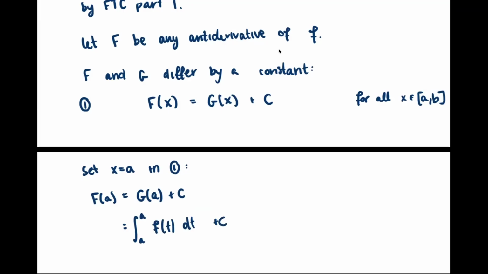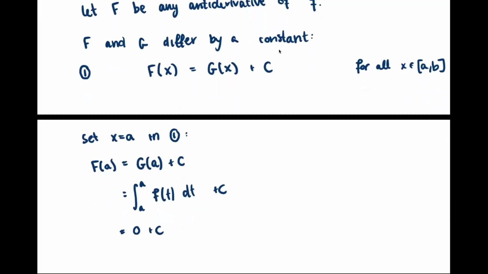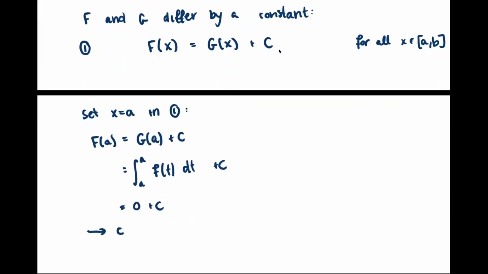Okay, what is the integral from a to a of f of t? Yeah, this is just going to be 0 because we're starting at a and ending at a. So here I get 0 plus c. So this tells me that c is equal to F of a. Now going back to equation 1, I'll replace c with F of a. Okay, are there questions so far? Questions with this calculation?